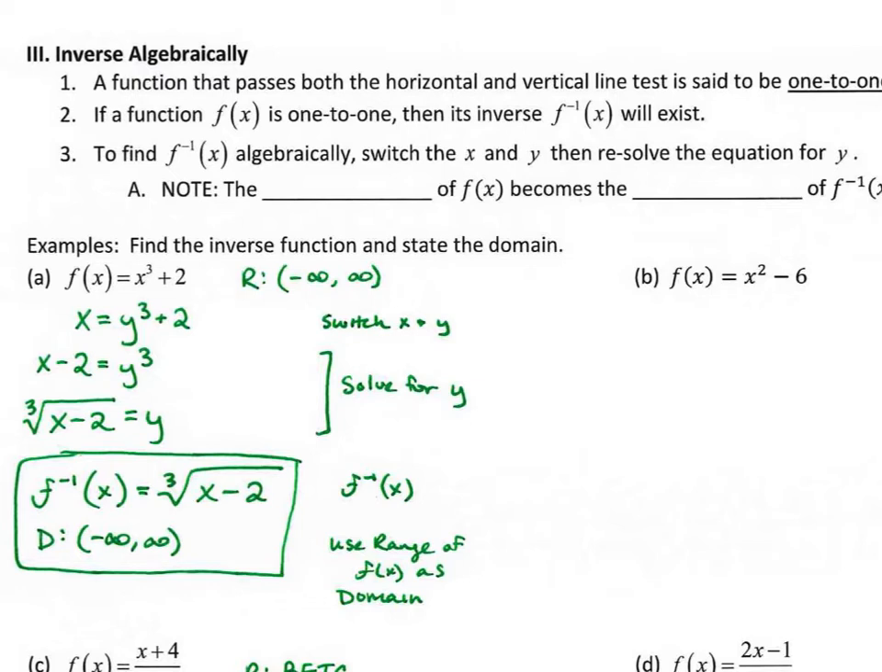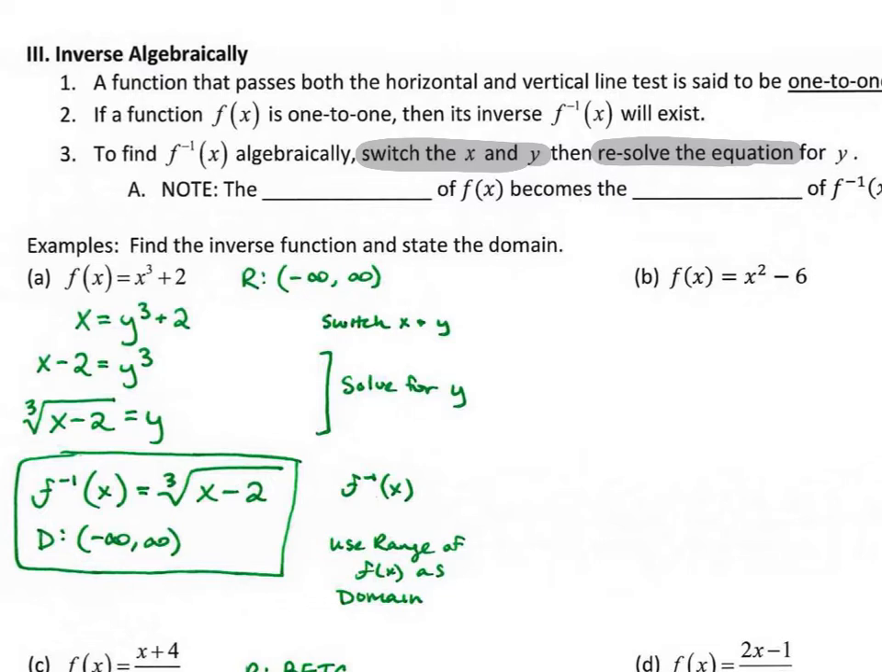A function that passes both the horizontal and vertical line test is said to be 1-to-1, which is what we're working for. We want functions, and we want inverses to be functions. To find the inverse algebraically, this is super important: we're going to switch the x's and y's, all of them, and then resolve the equation for y. And that's where all the algebra comes in.